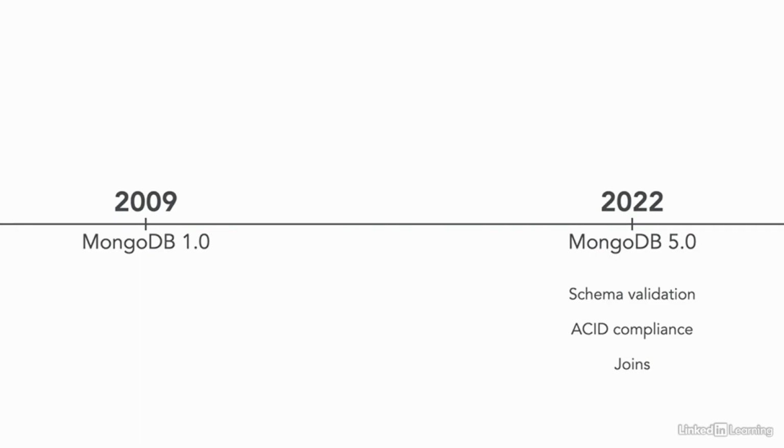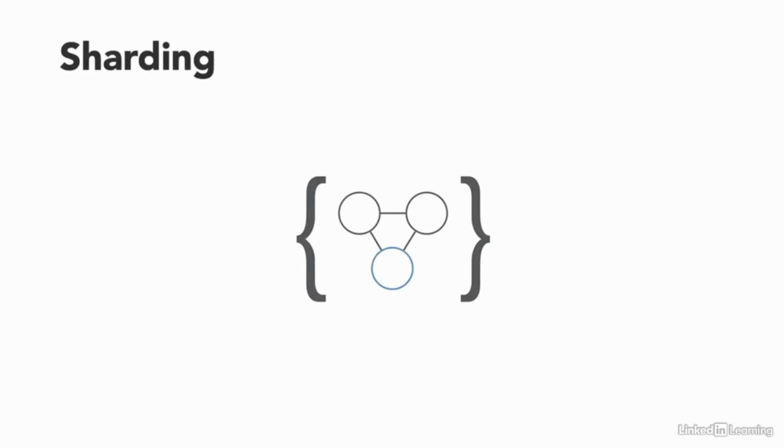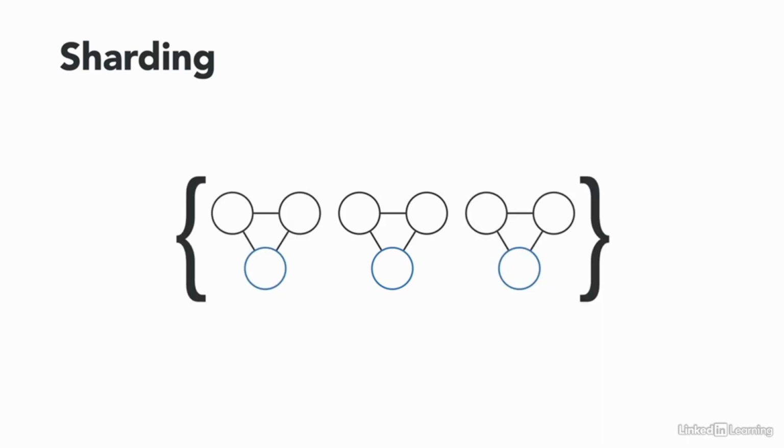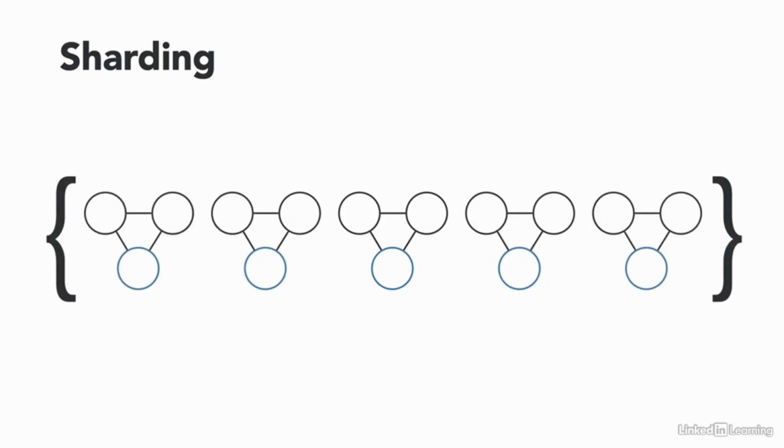Do you want some examples? Let's talk about sharding. How MongoDB scales horizontally using sharding allows for data locality while also giving you the option to reshard on demand. That is industry-leading. Want another example?